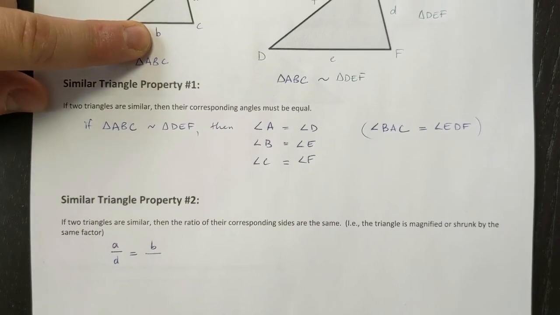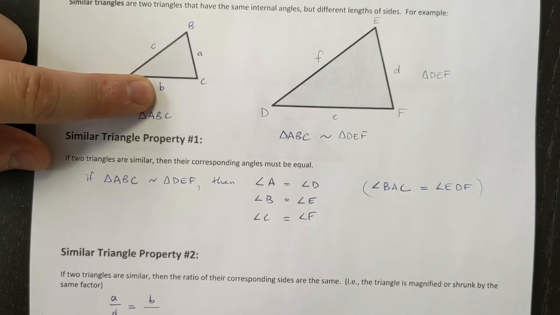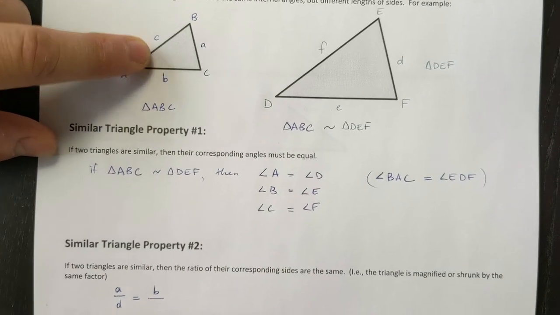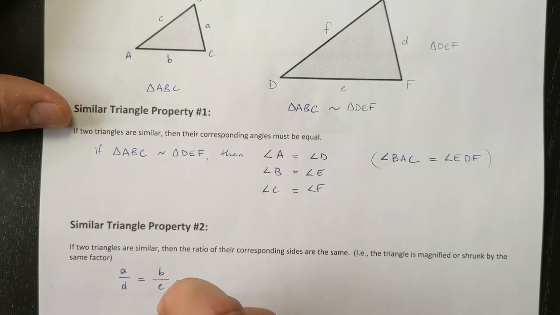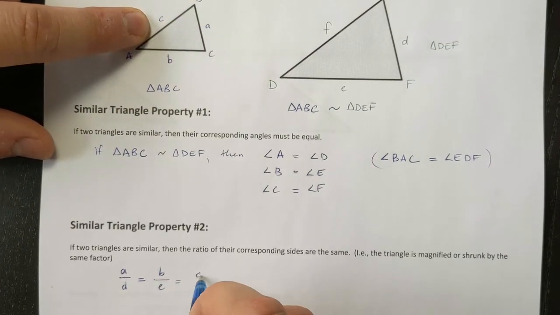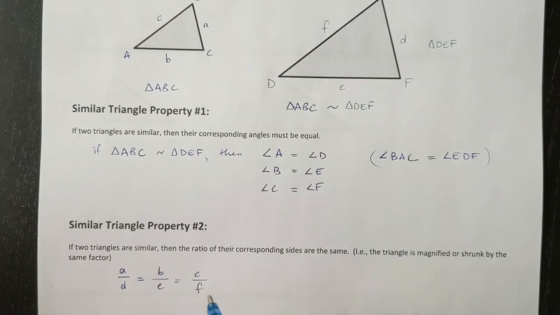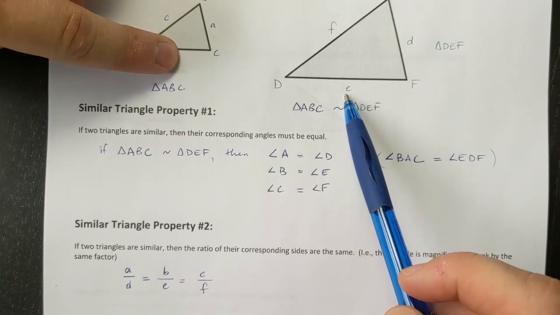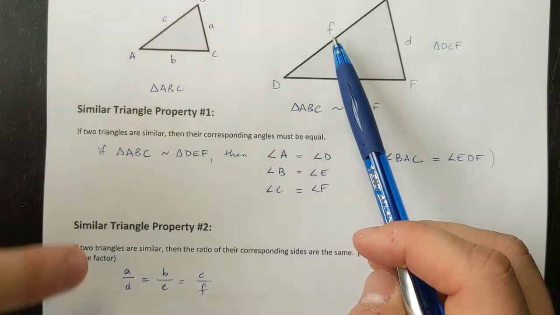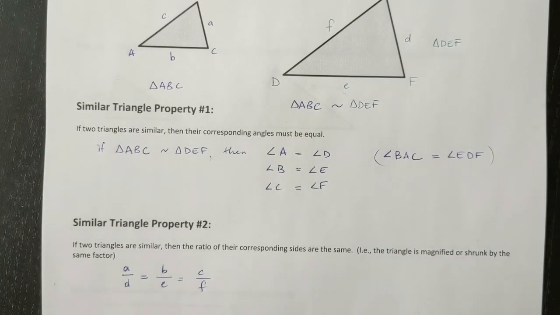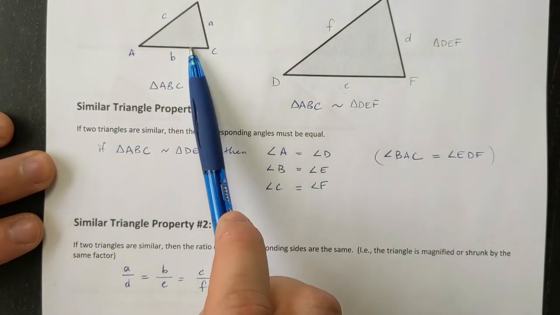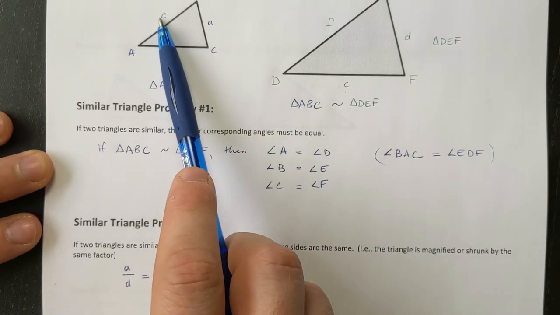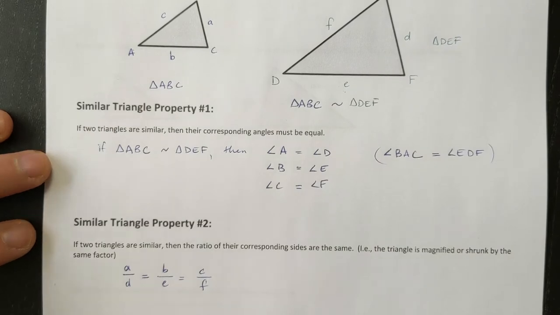See if you can pause the video for a second and tell me what is the corresponding side to B in this triangle. So pause the video. Okay, so the corresponding side is E. Then C to F. So the ratio of A to D is the same as the ratio of the length of B to E, and the same as the ratio of the length of C to F. These have the same ratios. That just means that, for example, if this triangle is doubled, then all these sides have to be doubled. Or if this triangle, say, is shrunk, then all these sides have to be divided by a certain number.